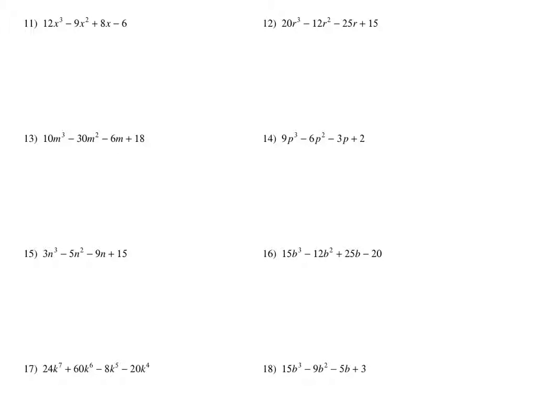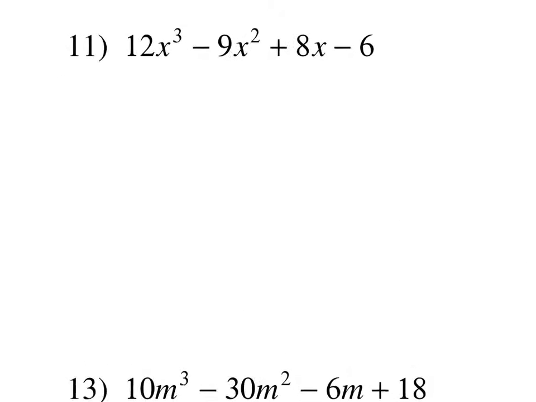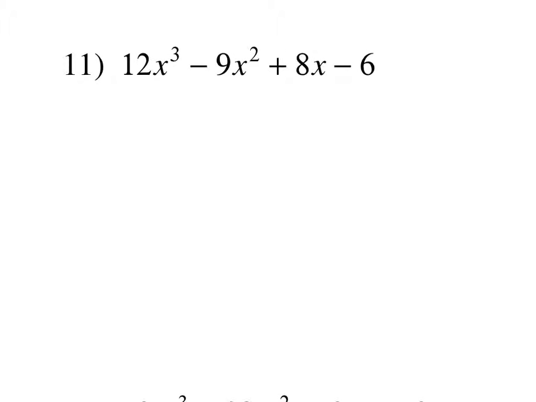So, first things first, let's take a look at number 11. Number 11, and the process that we're going to be learning here has a name. It's not just factoring a GCF, it is factoring by grouping. All right. So we're going to factor by grouping. We only factor by grouping when we have four terms. A polynomial with four terms, we factor by grouping.